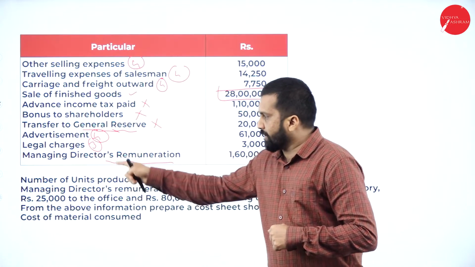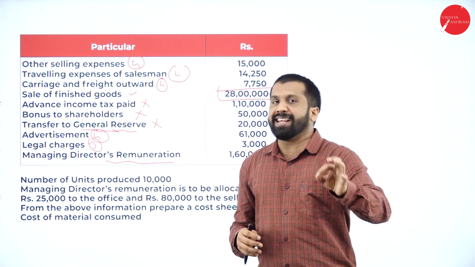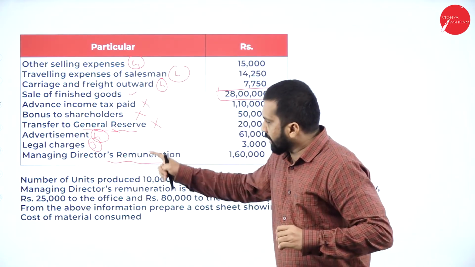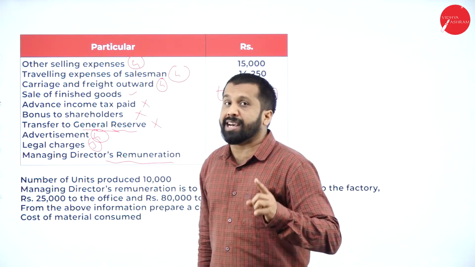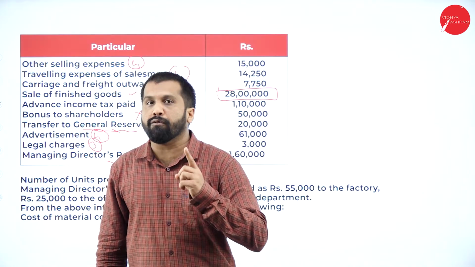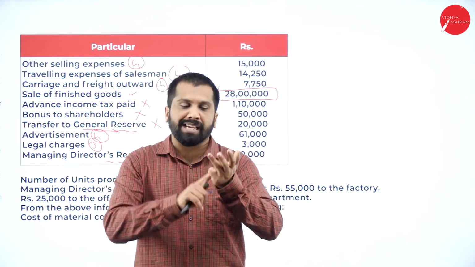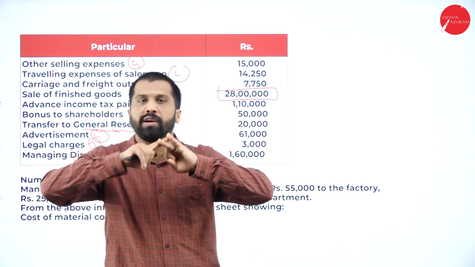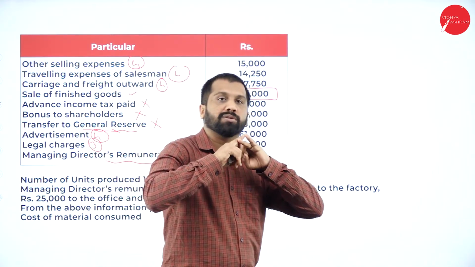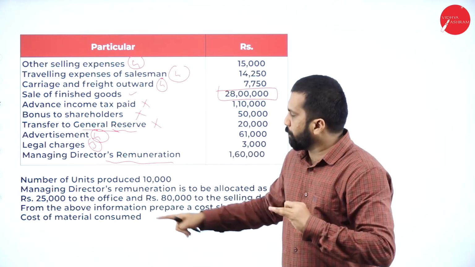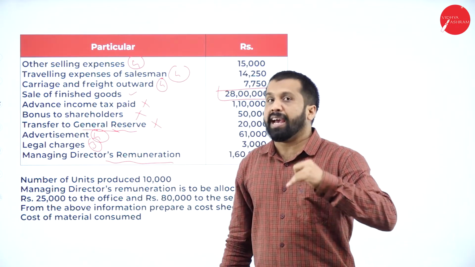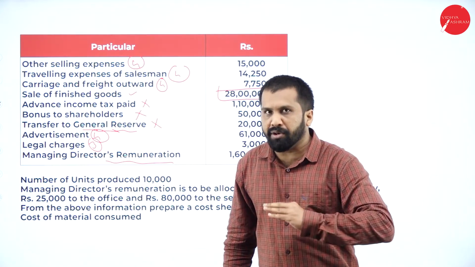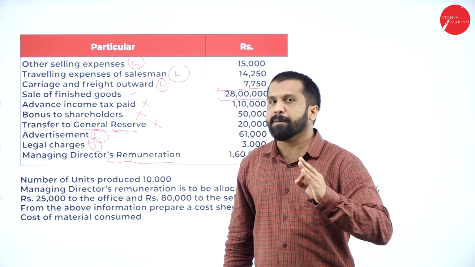So we'll check your additional information. Anything given in the additional information, we go according to that. Nothing is given in the additional information, then it will go to where? Office. Remember, salary and managing director remuneration: if no information is given, it will go to office. If any additional information is given, we go according to that. Hope you are clear. I am going slowly so that you will understand better.